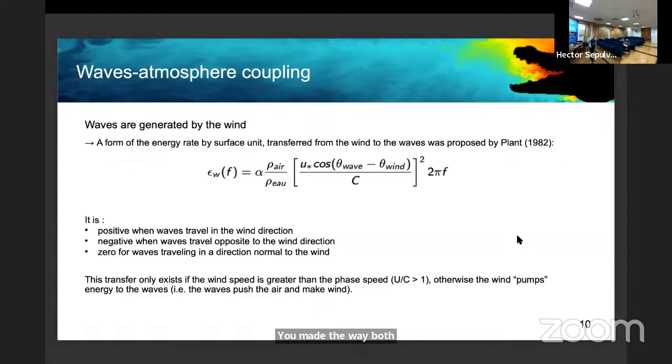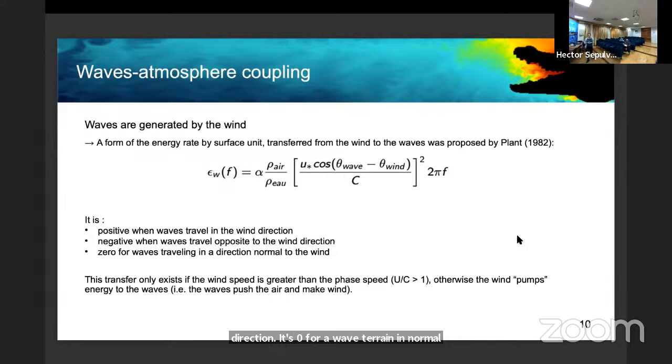So then we can consider that there are many, I won't go into detail in the equations, but this was just to show you a form of the energy rate by surface unit transferred from the wind to the waves. And if you look at this equation, you can see that it is positive when the waves travel in the wind direction, and it's negative when the waves travel in the opposite wind direction, and it's zero for the waves traveling in normal direction to the wind.